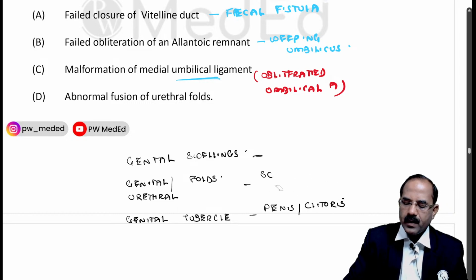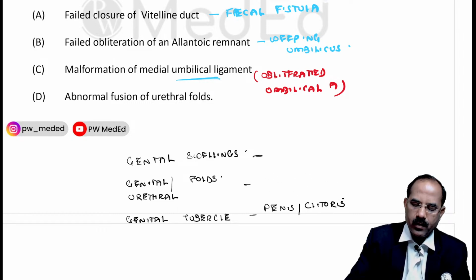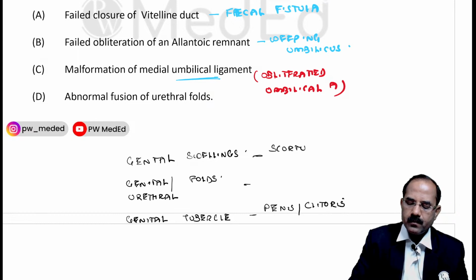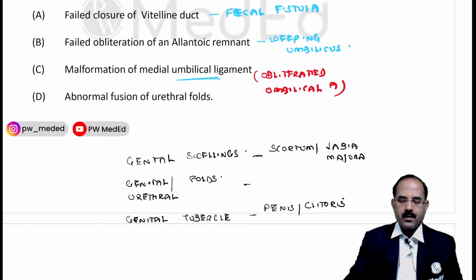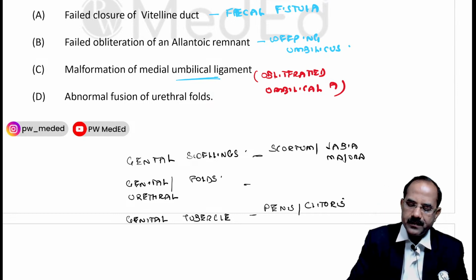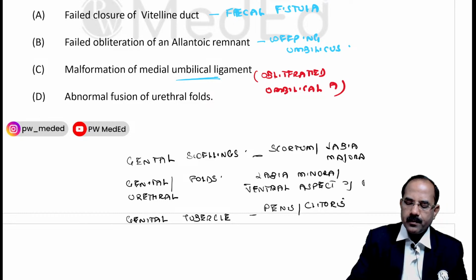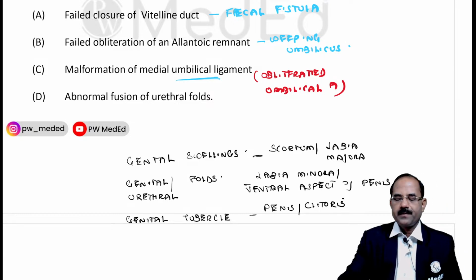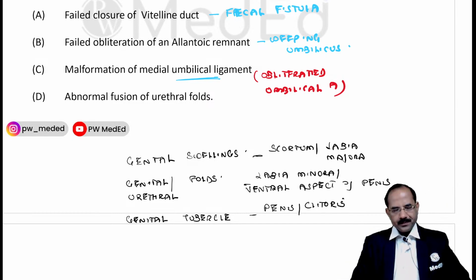I'll just clear this. The genital swellings form the scrotum or labia majora. Okay, the genital folds form the labia minora in females, or in males, the ventral aspect of the penis.